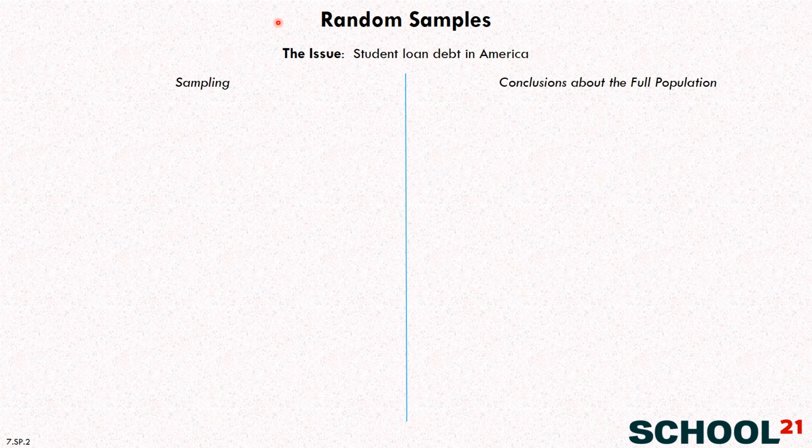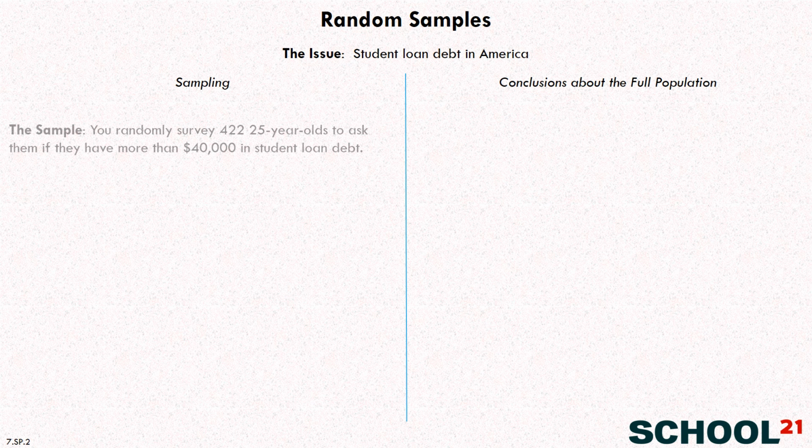Okay, now let's spend a few minutes talking about how to use random samples in order to make conclusions about the full population. So you're just taking a small sample. That's what people do when they do statistics, is they find a small representative sample, but then that can tell them something about the whole population. So let's do that with this issue, student loan debt in America.